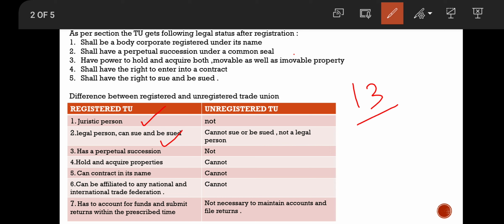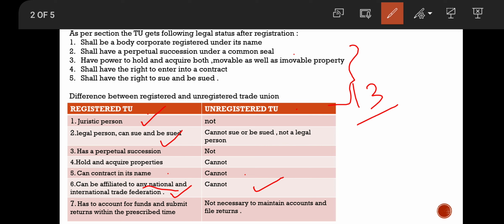What we have discussed under section 13 can also be written as the difference between registered and unregistered trade union. So a registered trade union can hold and acquire property, and an unregistered trade union cannot. In a registered trade union, it can enter into contract in its name, whereas an unregistered trade union cannot. And another new point is that a registered trade union can be affiliated to any national and international federation, whereas an unregistered trade union cannot.